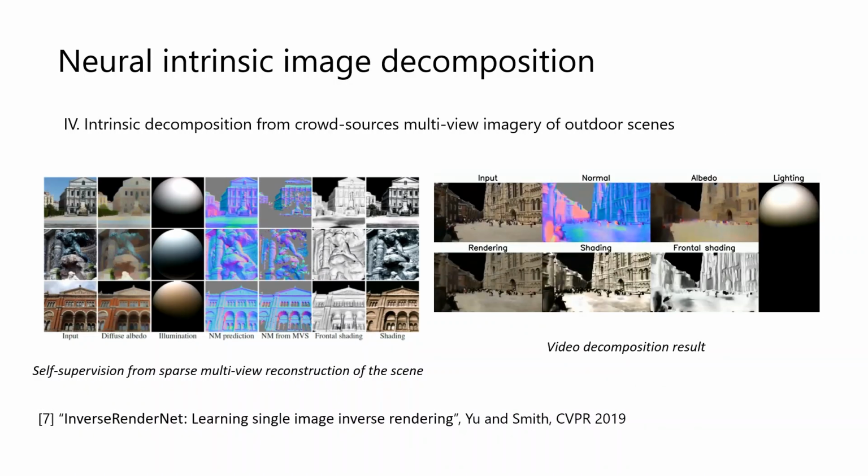A similar dataset that has been exploited for learning intrinsic decomposition is crowdsourced multi-view images of outdoor structures and monuments. This work by Ewan Smith explores such a dataset to first perform a multi-view stereo reconstruction of the monument and then uses the correspondence across the views to impose a similar reflectance consistency constraint across the views. They're able to use the accurate geometry along with the reconstruction loss to learn to perform real-time intrinsic decomposition even for video streams.